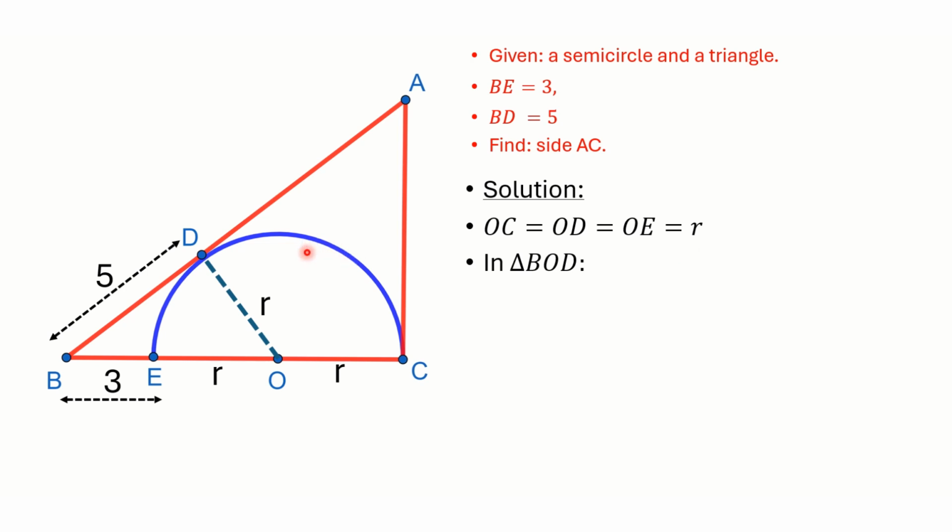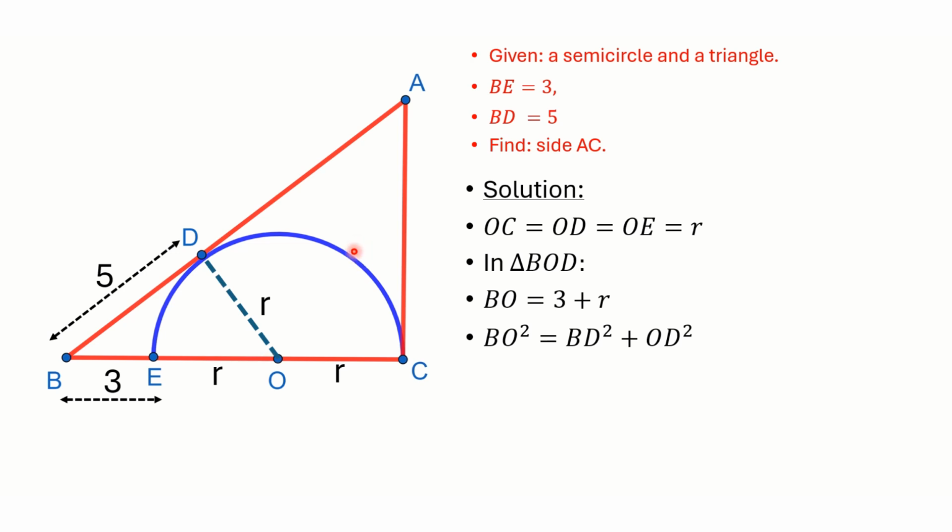Now let us consider triangle BOD, that is this triangle BOD. Now in this triangle this is 90 degree because this line is tangent to this semicircle. This is given in the problem. So this angle is 90 degree. And this length BO will be BE plus EO, and BE is 3 unit and this is R, so this is 3 plus R. I know this distance, I know this distance, and I also know this distance in terms of R. I can use Pythagoras theorem.